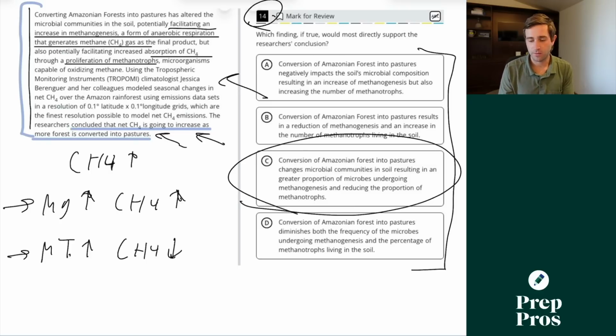Conversion of Amazonian forest into pastures changes microbial communities in soil, resulting in a greater proportion of microbes undergoing methanogenesis and reducing the proportion of methanotrophs. That's 100% supporting our answer.